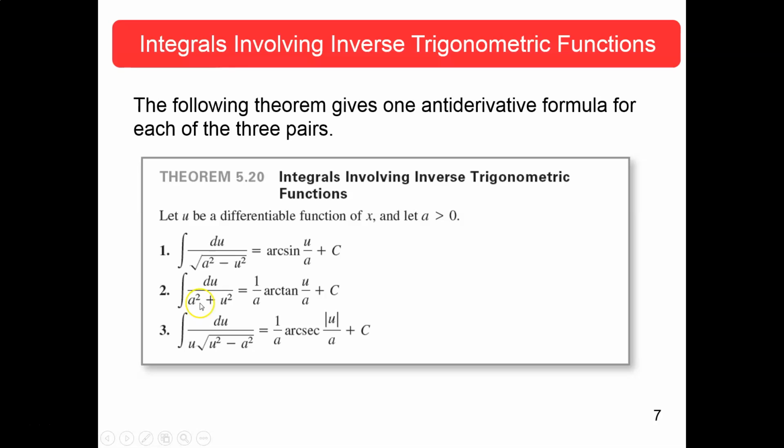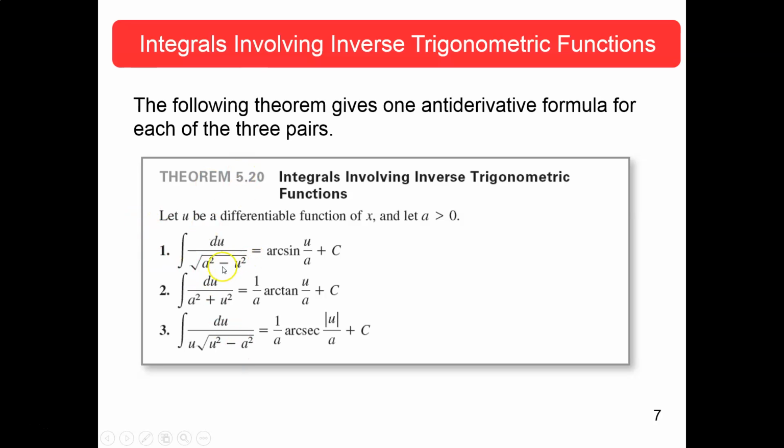Picture that as being a 1. 1 plus tangent squared is secant squared. And picture these being 1s, or at least the a being a 1. If you let secant u equal, they change the variables around on me, but think of this as a secant squared minus 1, that's going to be a tangent squared. And then you take the square root of it. So that's how I remember how to do these.